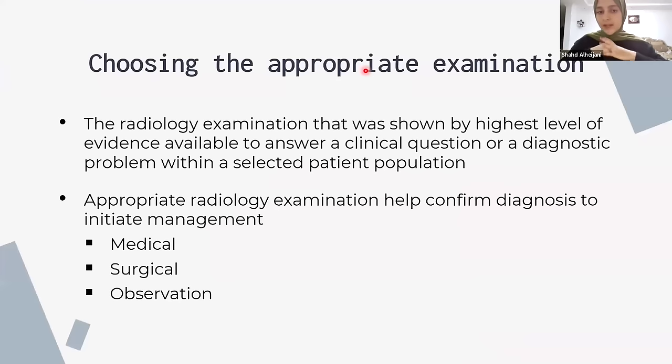Now, how do you choose the appropriate examination? You have a patient that presents to you and you need to examine them. How do you judge if you need an X-ray, if you need CT, if you need ultrasound, and so on? Here, you can see the radiology examination that was shown by the highest level of evidence available to answer the clinical question or diagnose the problem with the selected patient population. So different populations, we said, can be exposed to different radiation, and it depends on the case itself. So we will be presenting some cases, and we'll judge what is going wrong and what is the best modality. Again, radiology will help you figure out if you need medical intervention or surgical intervention, or the patient just has to be observed with no intervention.